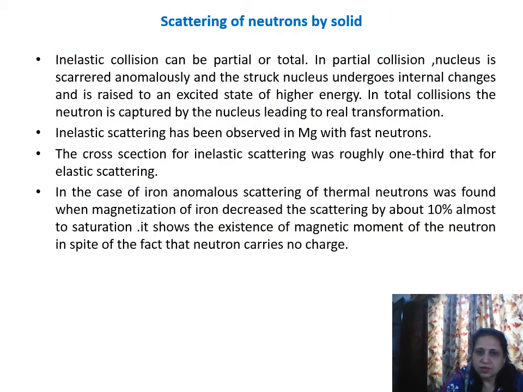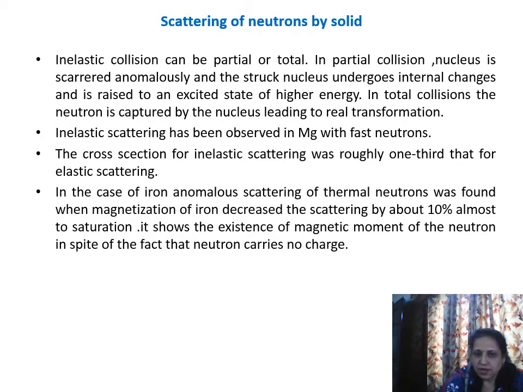Inelastic collision can be partial or total. In partial collision, the neutron is scattered and the struck nucleus undergoes internal changes and is raised to an excited state of higher energy. In total collision, the neutron is captured by the nucleus, leading to real transformation. Inelastic scattering has been observed in magnesium with fast neutrons. The cross section for inelastic scattering was roughly one third that for elastic scattering.